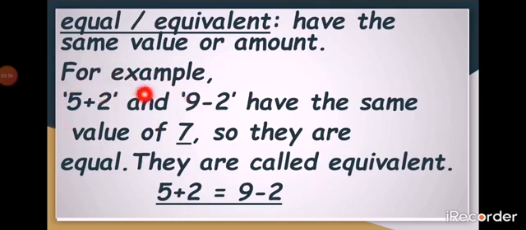So look at the example again. Can you add 5 plus 2? The answer is yes, 7. Now subtract 2 from 9 and you get the answer 7. So the answers are the same. So we can say they are equal and these calculations are equivalent. So we write them in this form.